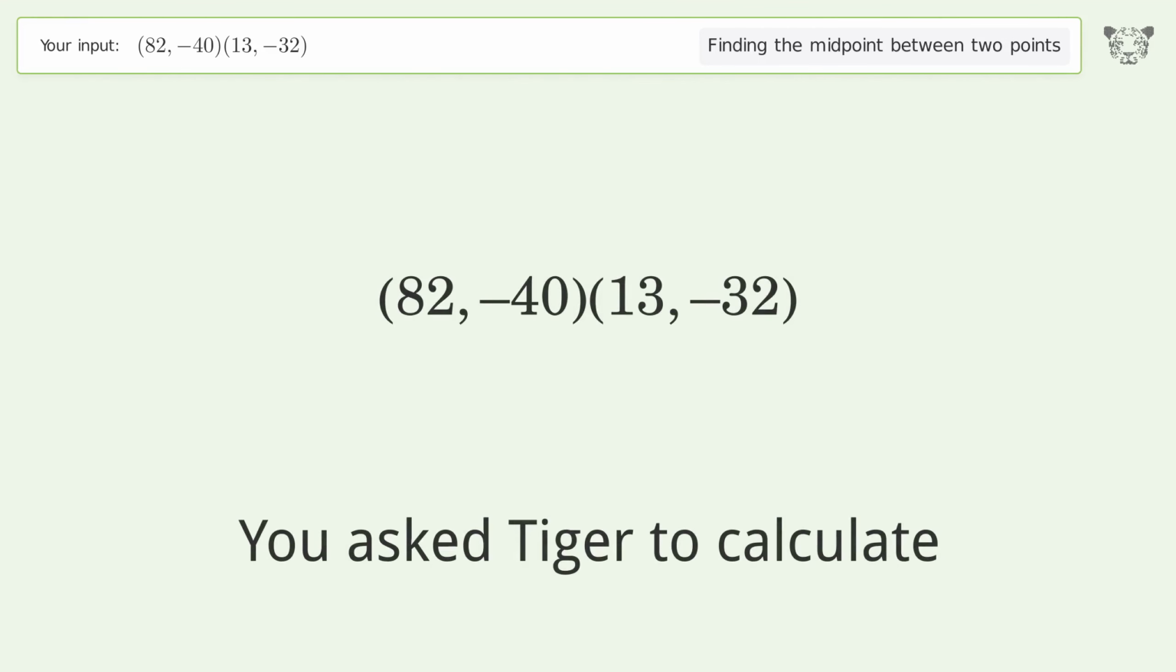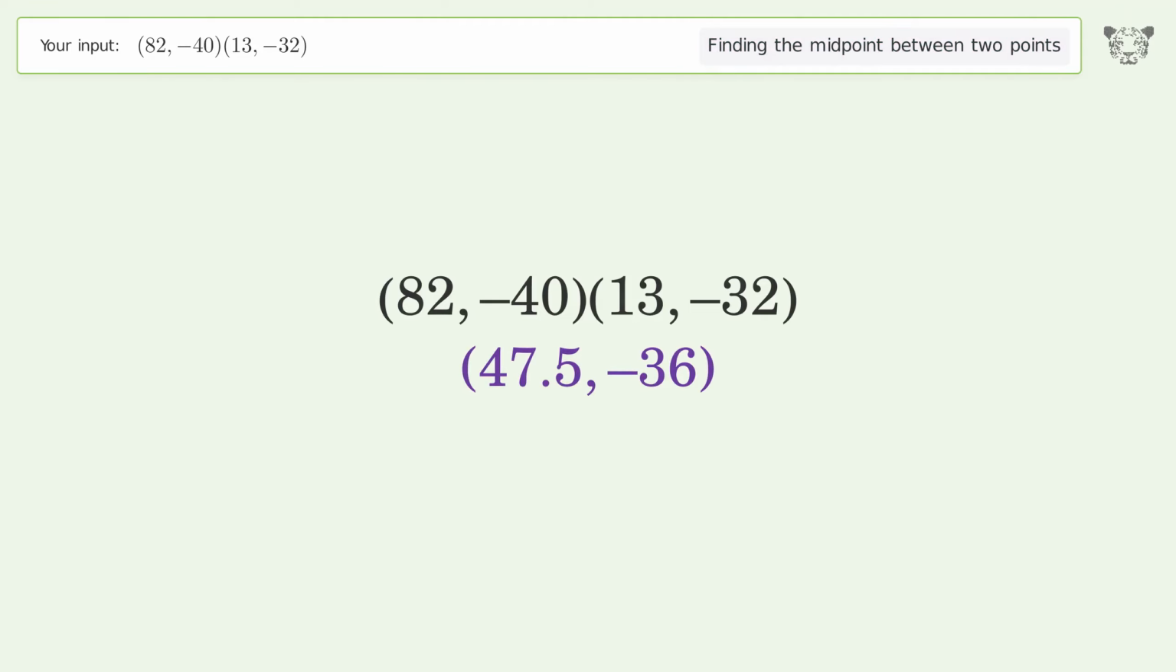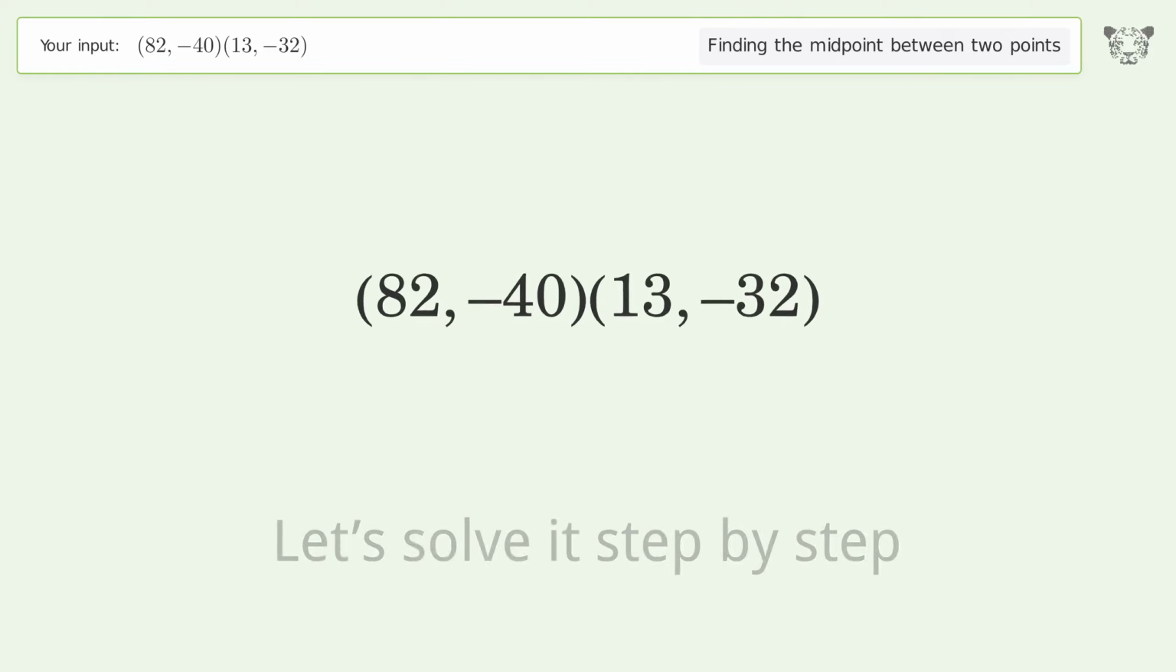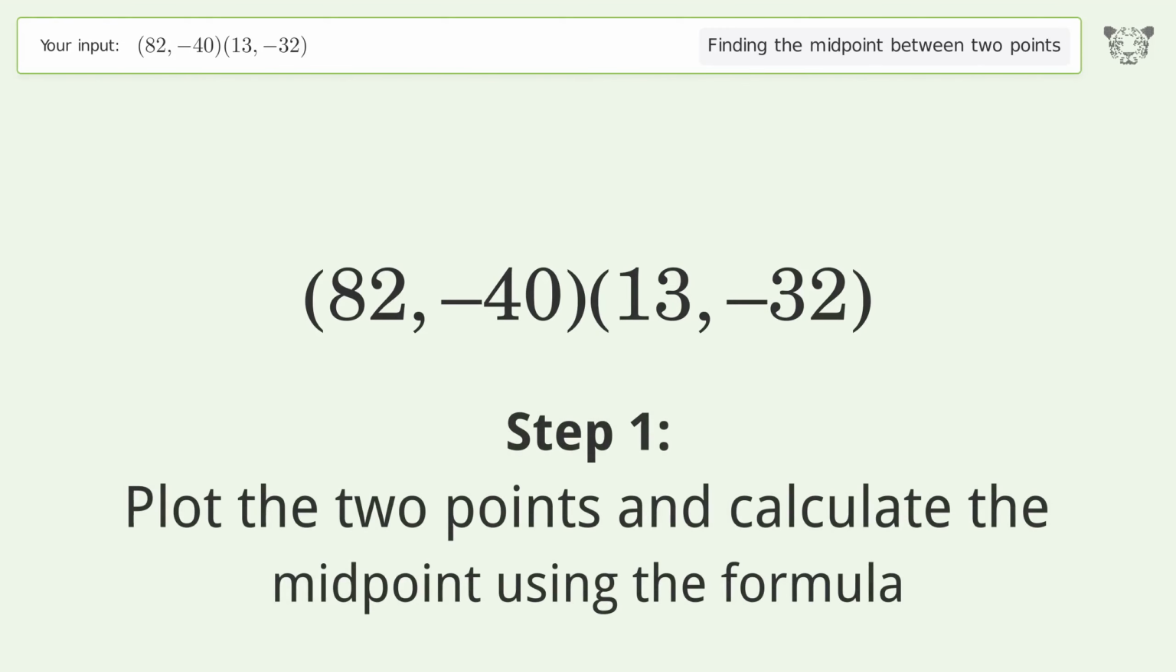You ask Tiger to calculate. This deals with finding the midpoint between 2 points. The midpoint between the 2 points is 47.5, negative 36. Let's solve it step by step. Plot the 2 points and calculate the midpoint using the formula.